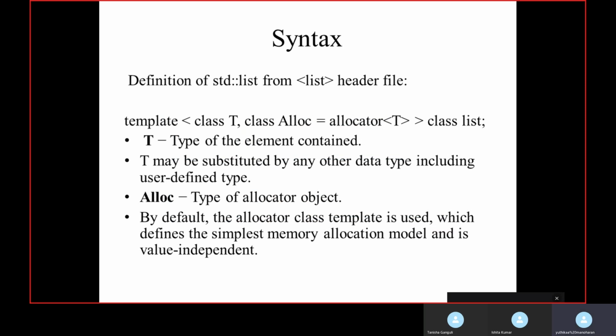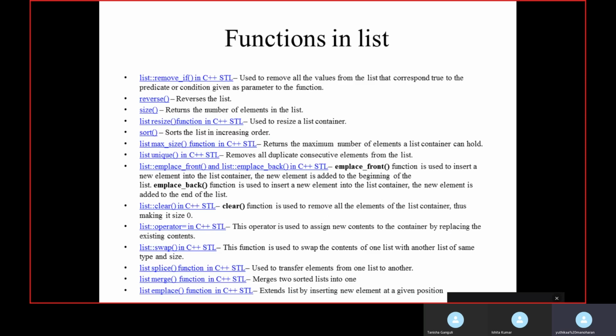These are a few functions in list. List remove is used to remove the values, and then reverse reverses the list, so the back comes to the front end and the front goes to the back. Next is size. It determines the number of elements in the list. I mean, basically the size of the list. List resize is used to resize the list. Say if the size is 7 and you want to resize it to 9 or something other. Sort sorts the list in increasing order. In general, it is increasing order.